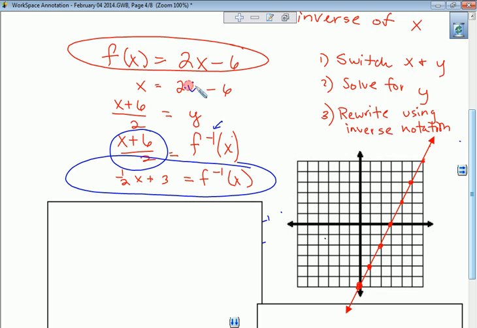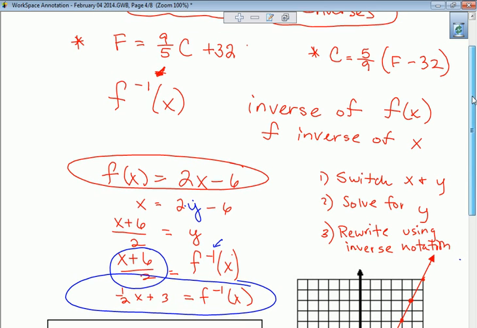And up there where it says the inverse of x, what was the rest of that sentence? There's a couple of different ways we could say this. We could say this is the inverse of f of x, or this is f inverse of x. And if they didn't give us f, if they gave us y, we would just say y inverse. Or if they gave us g of x, we would say g inverse.